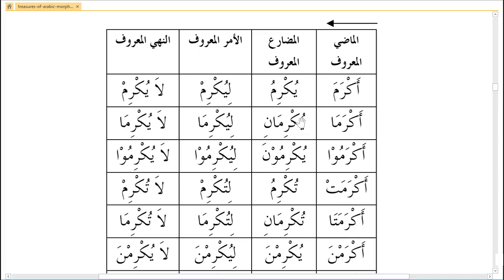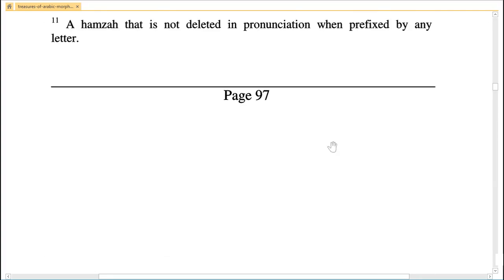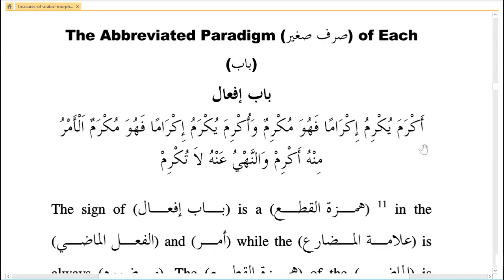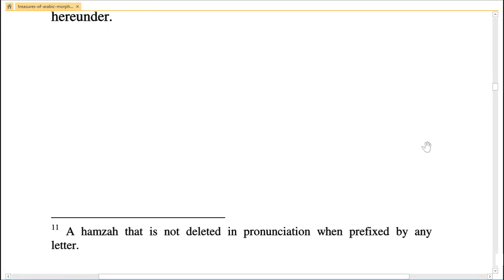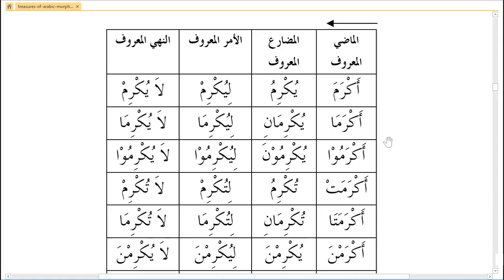I will not study Sarfi Kabir for the other babs. Inshallah, you should know this is Sarfi Kabir, and the other one is Sarfi Saghir. We studied, for example, Akrama, Yukrimu, Ikraman, Fahua Mukrim, Mukriman, Al Amru Minhu, Akrim, Wannahyu Anhu, La Tukrim. So this is the Sarfi Saghir, and the long one is Sarfi Kabir. You should know by now that if Sarfi Kabir is mentioned, it talks about this section. And if Sarfi Saghir is mentioned, it talks about all the sigas, the past tense, future tense, fa'il, maf'ul, amr, nahi, and ismi tafzil, ismi ala, all that.